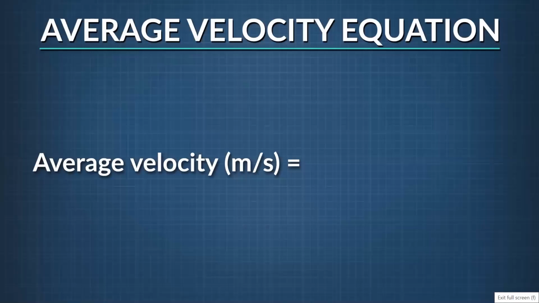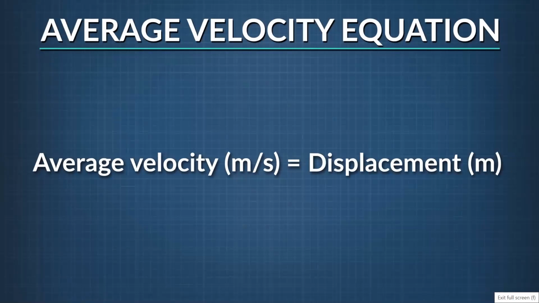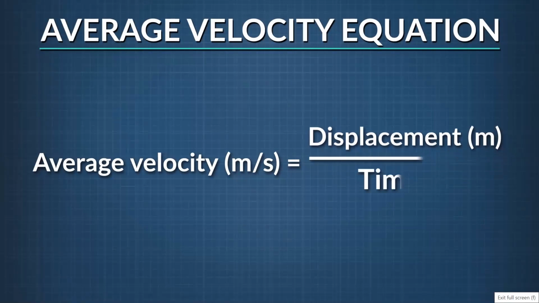We can calculate it using this equation. An object's average velocity in meters per second is equal to its change in position, or its displacement, in meters divided by the change in time, in seconds. When solving this problem with velocity, it's important to establish a frame of reference.